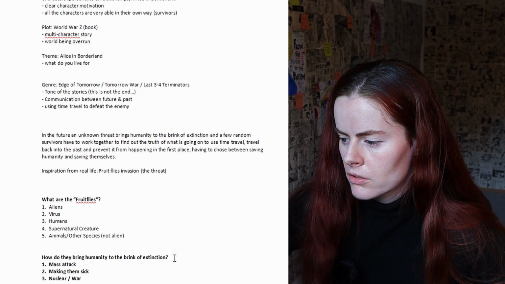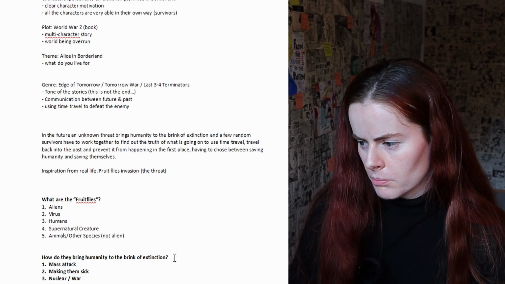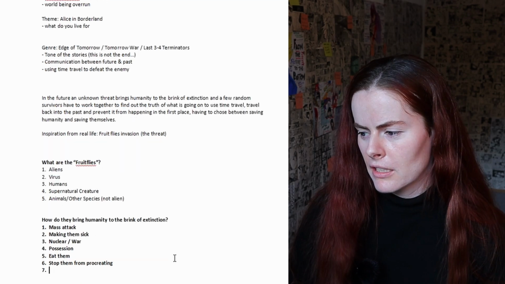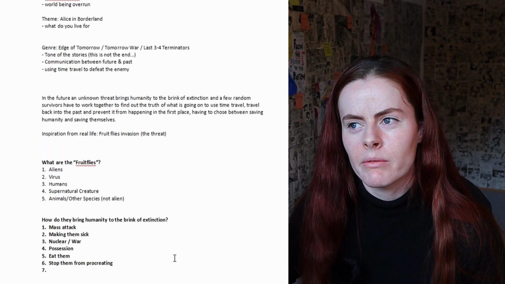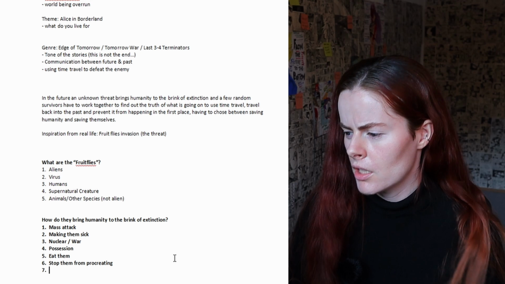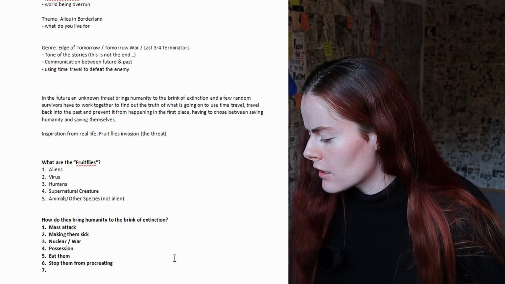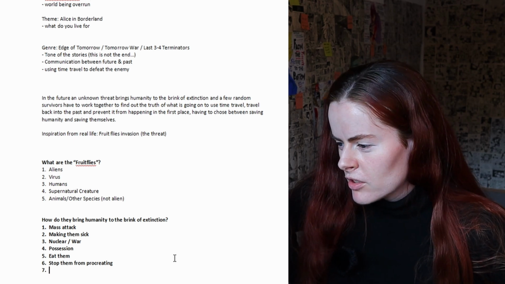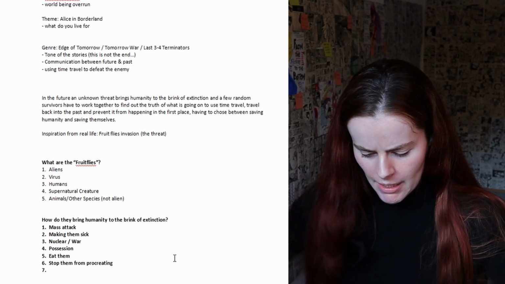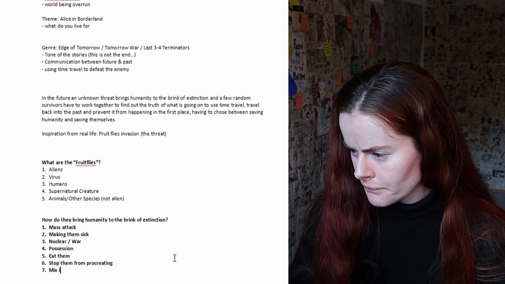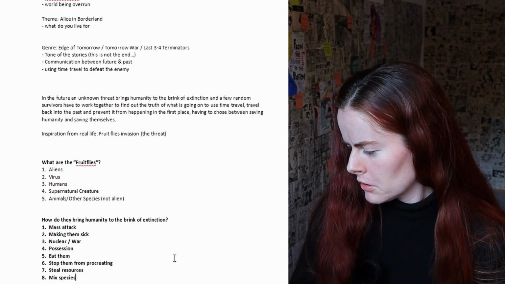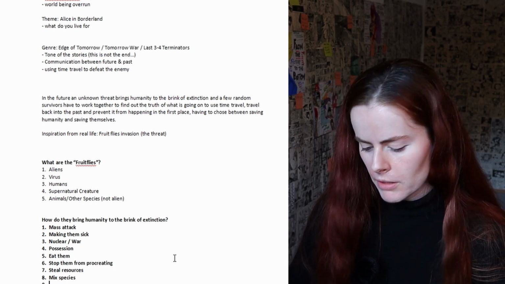How do they stop them from, pro... So that's the Children of Men story, right? Where people couldn't have children anymore. So that's also kind of one. Not even sure what the threat was in that one. We never found out, right? I still got 22 seconds. How else do you guys win? Steal resources, mix species, and come on. Okay.